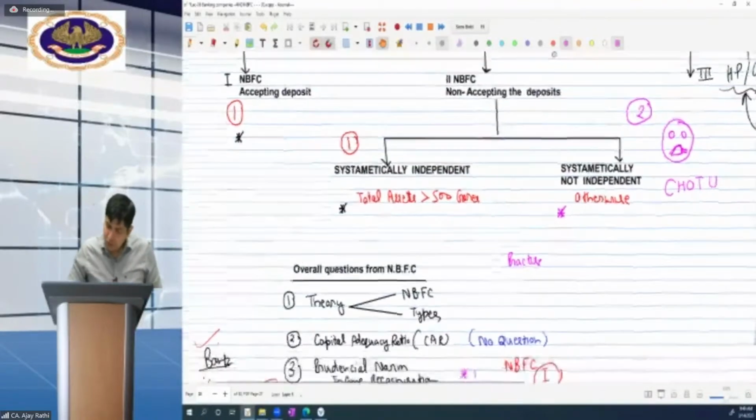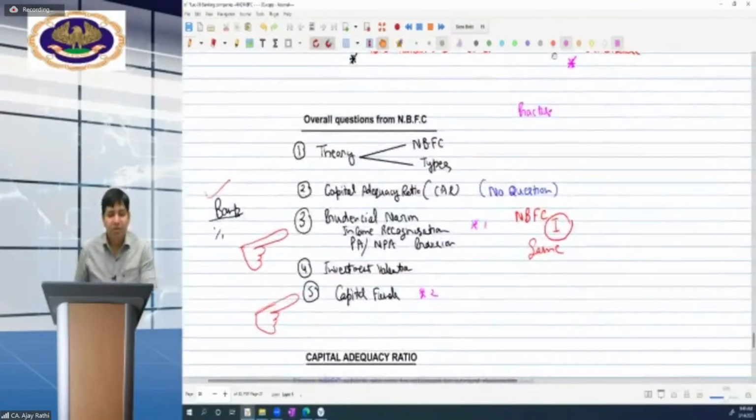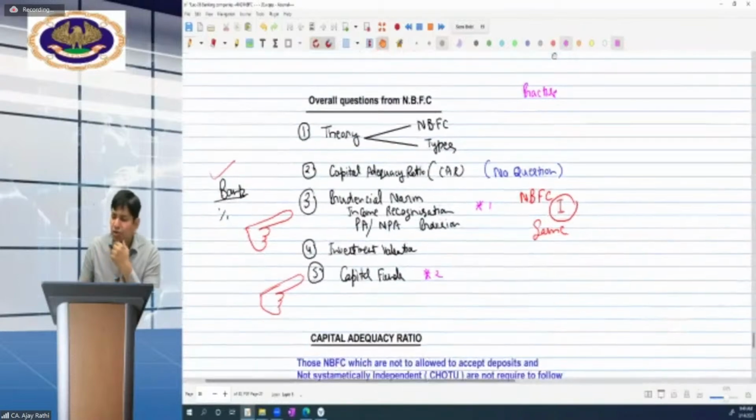See, overall questions are here, which belong to this unit. Number one, theory question, NBFC and its types. Number two, capital adequacy ratio. Beta, capital adequacy ratio will definitely apply to NBFC. But no questions are there in our study material. Can you not solve capital fund? Can you not calculate the risk weighted assets? What does it make different if the name is not bank and NBFC is there? Definitely that will be solved in the same manner.